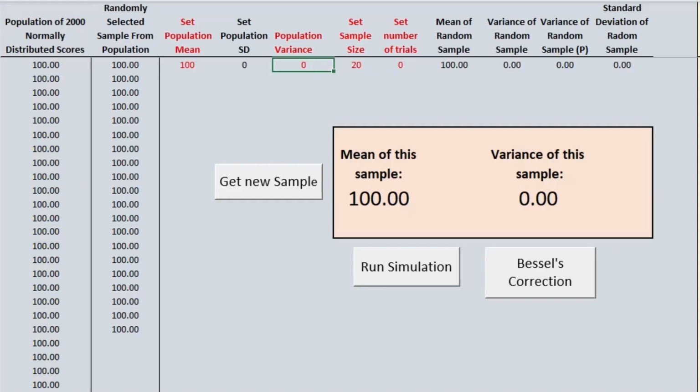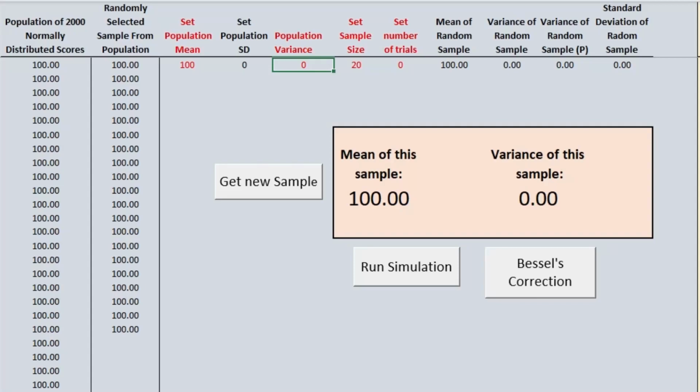Obviously, if we were to select a sample from this population, all the scores in the sample will likewise be 100. Now we'll show you how our simulator can manipulate the population means and variances, which will enable you to observe the effect that these changes will have on the full population and samples drawn from it.